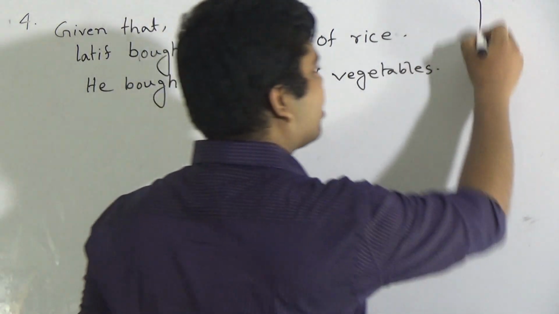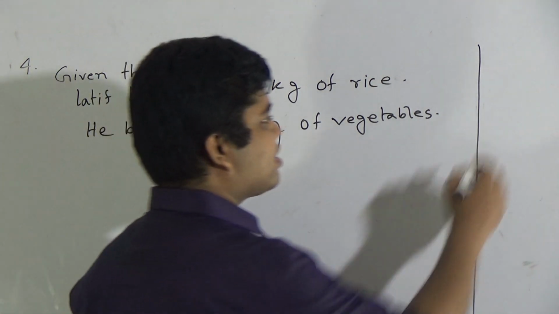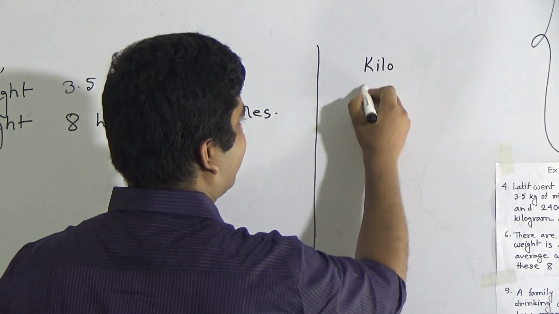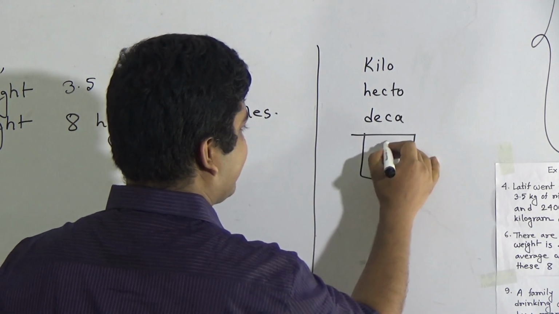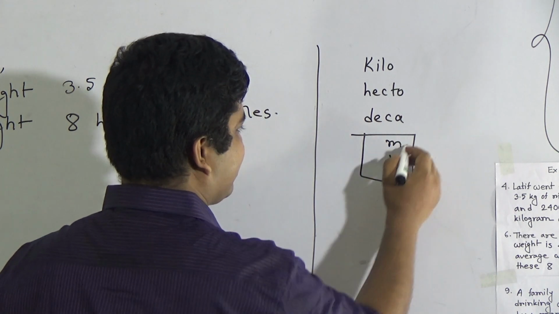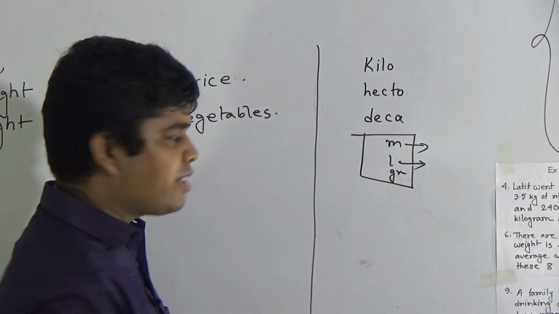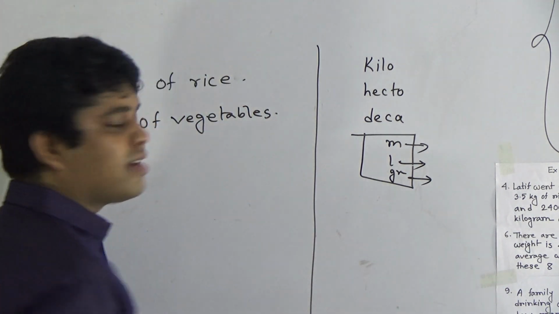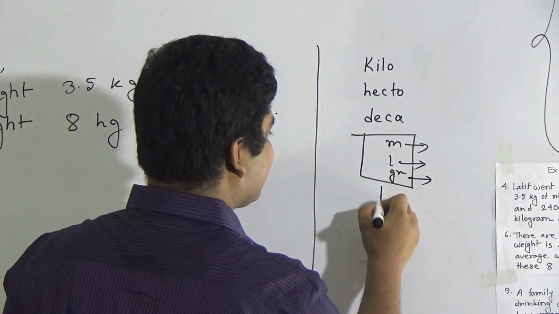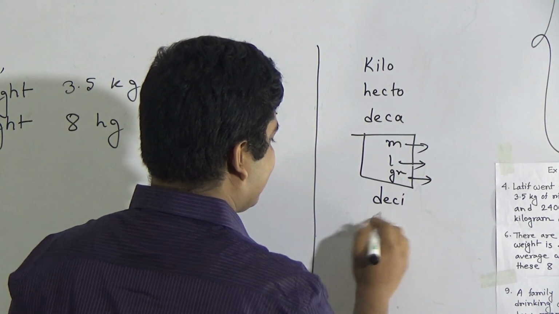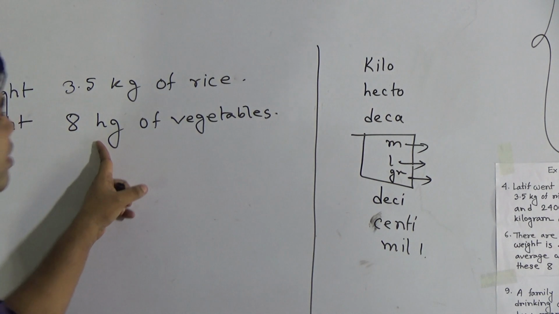So now we show the chart that we have already discussed in our previous class. Kilo, hecto, deca, and a box which contains meter, liter, gram. Meter is used to measure distance, liter is used to measure the volume of liquid, and gram is used to measure the weight of solid. Kilo, hecto, deca, meter, liter, gram, deci, centi, milli. My dear students, we want to convert hectogram into kilogram.